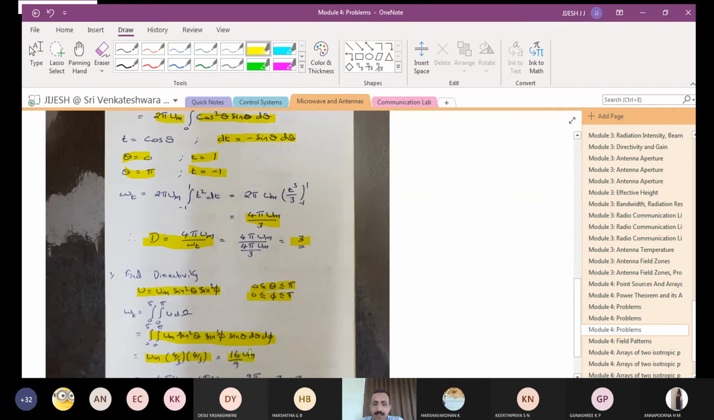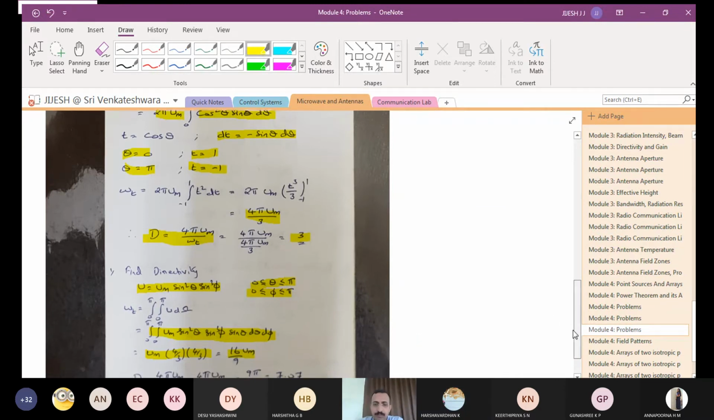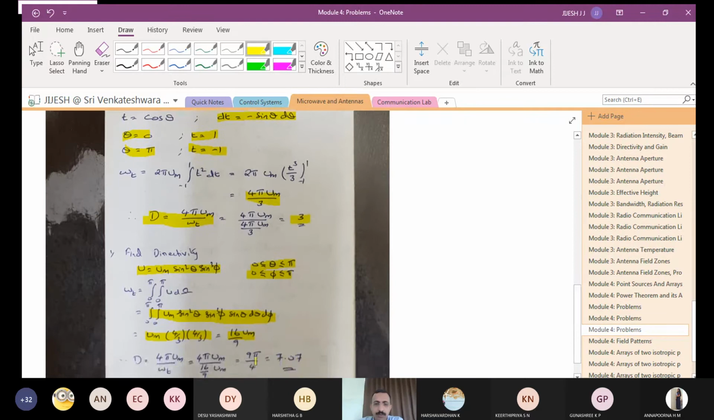So find the directivity. 9 pi by 4, sir. 9 pi by 4. So you can also write 7.07. Directivity is 4 pi Um by WT. It is 9 pi by 4. You will also get it as 7.07. 9 pi by 4 or 7.07.